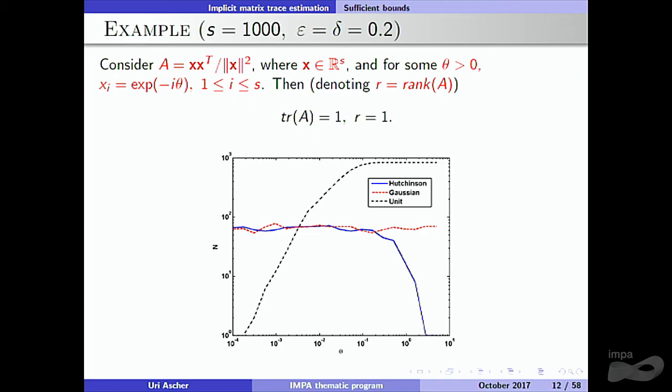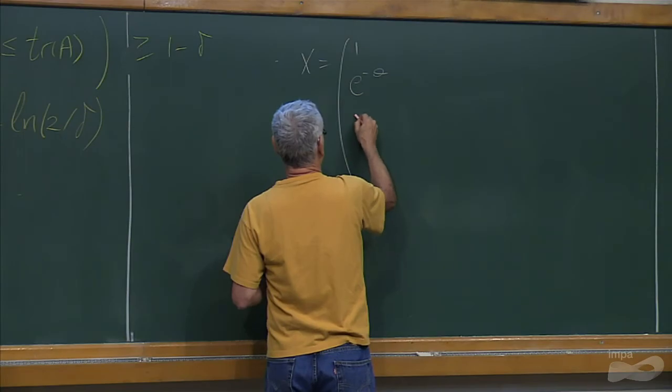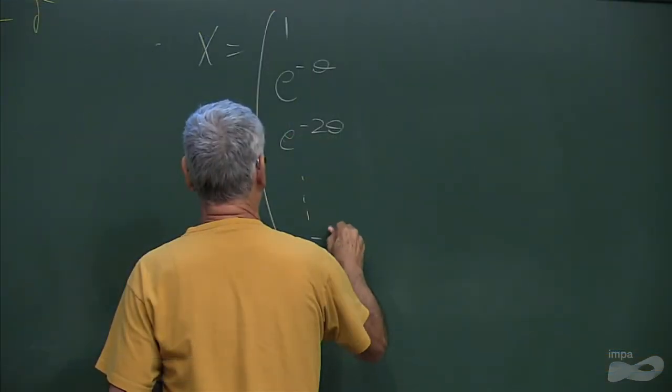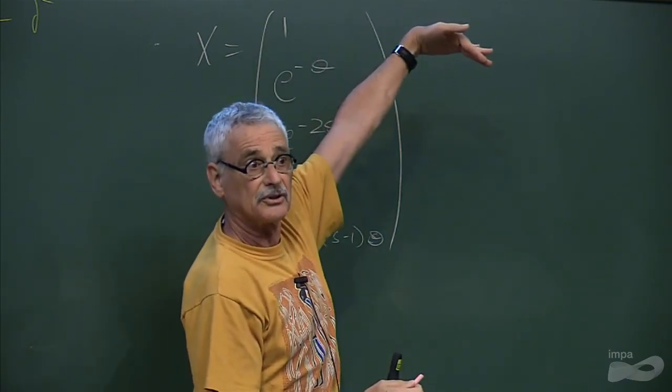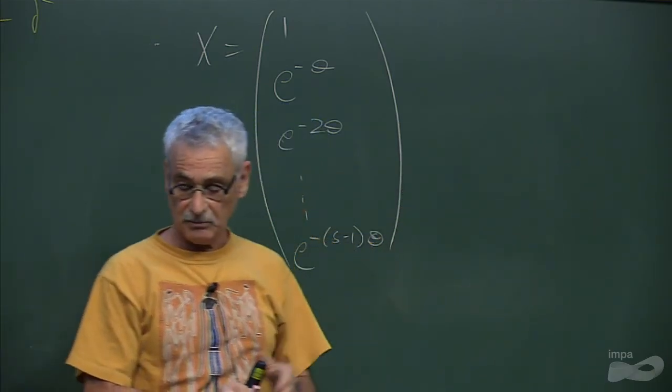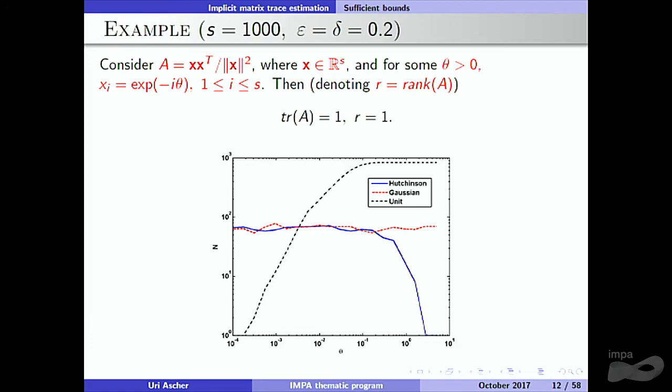Here's a simple example. A here is vector x times x transpose, a rank 1 matrix. Everybody sees this? So x looks like this: 1, e to the power minus theta, where theta is a parameter, e to the minus 2 theta, like that. And we look at this vector times its transpose, so a matrix, and then divide by the norm in order to scale it. And so the trace is 1. The rank is 1. A few hundred experiments were done, and this is the average.